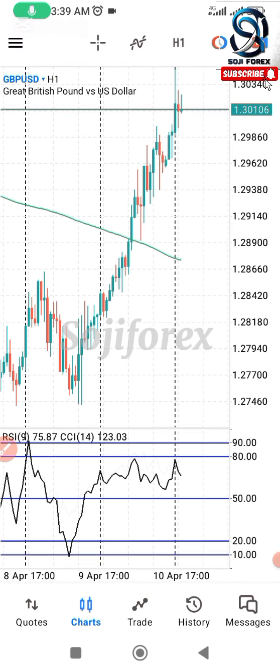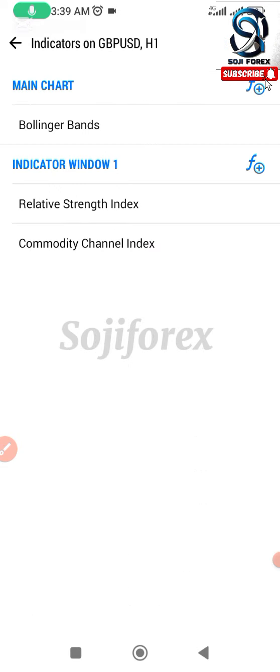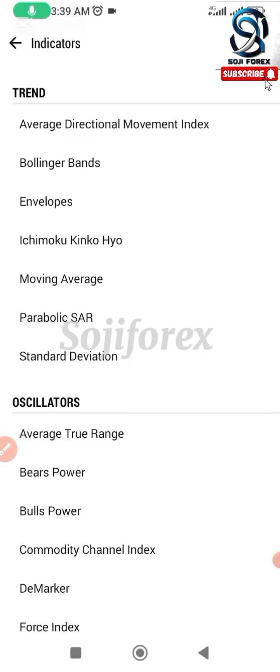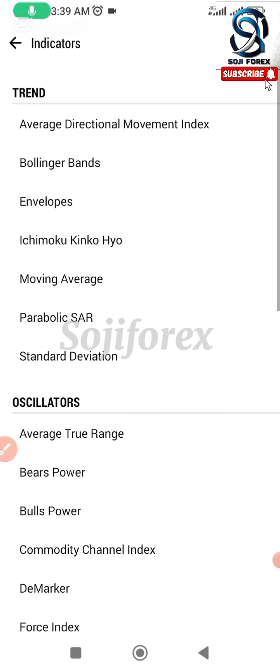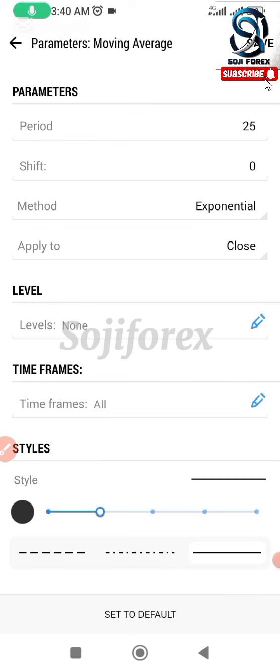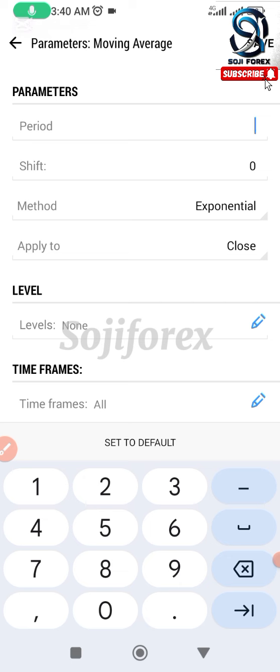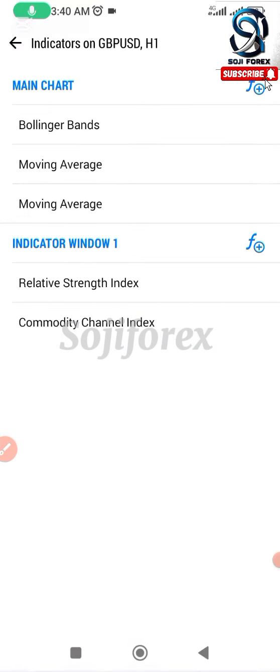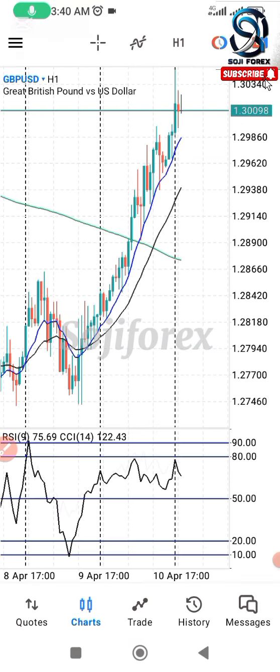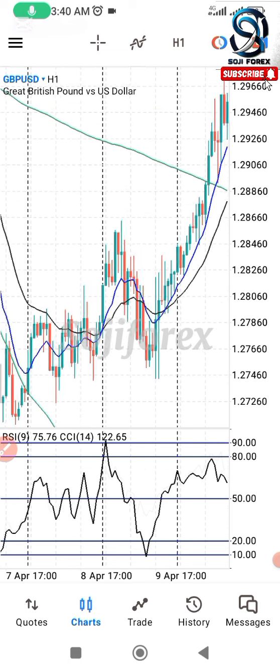Now, we are going to add two more indicators, which is our moving average. So first we are going to add a moving average. The period is 25, and the other moving average, the period is 10. Both moving averages are exponential. So I'm changing the color. Now these are my moving averages.